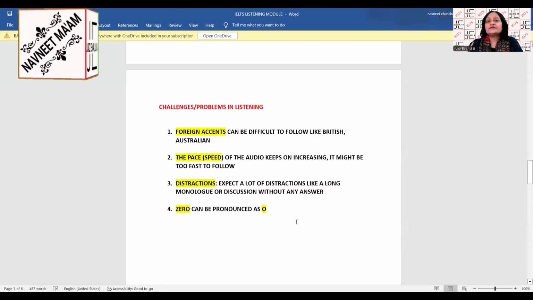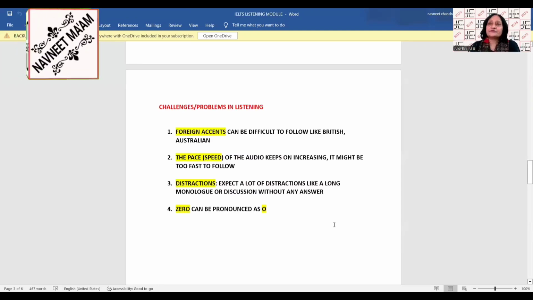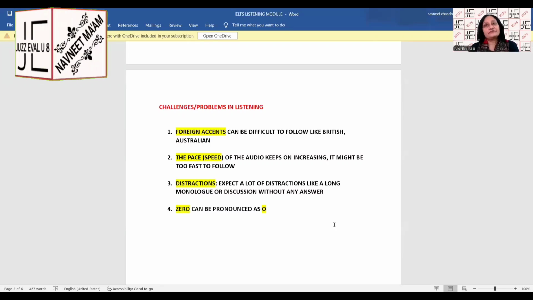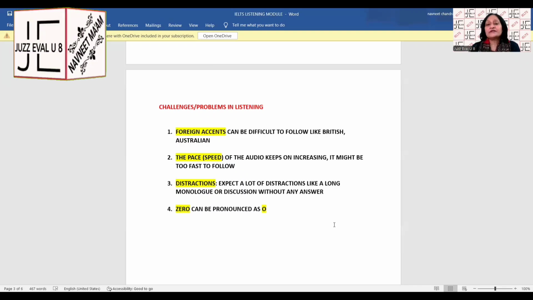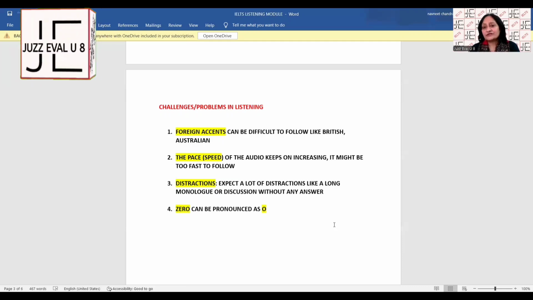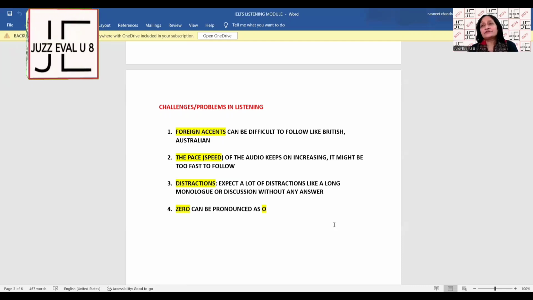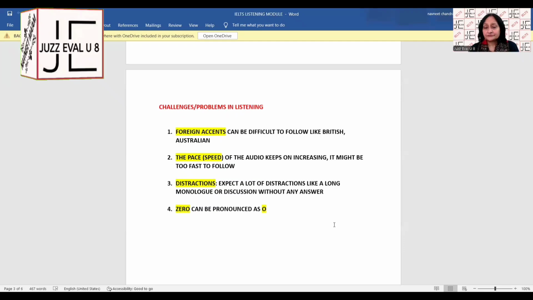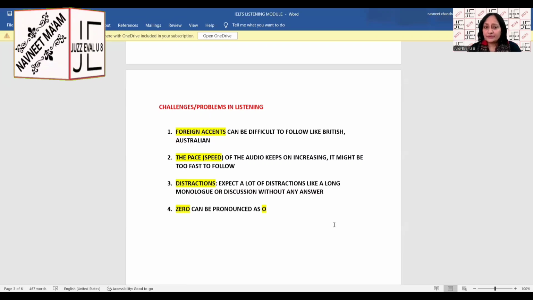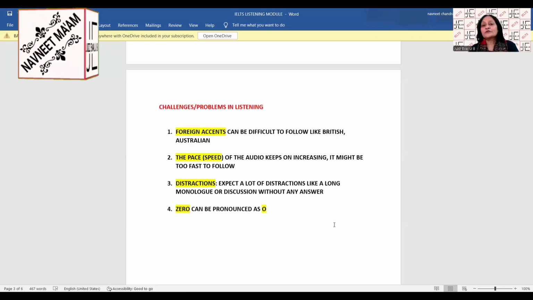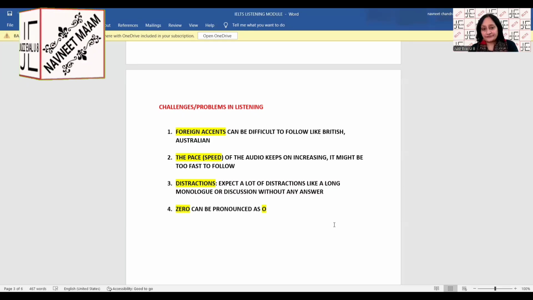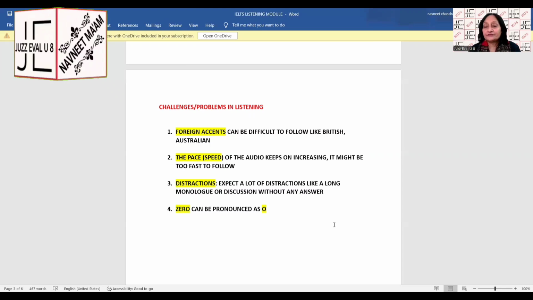Now, what are the challenges or problems in listening that a student faces? First is foreign accents. They can be a bit difficult to follow, especially the British and Australian accents, because British English is slightly different. It's faster, and at times they don't pronounce the entire word like we do in India. And also, Australian is a bit difficult. Next is the pace or speed of the audio, as it will keep on increasing as you move from one section to the other.